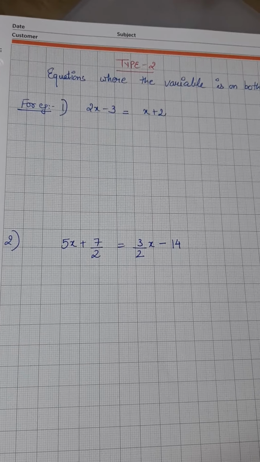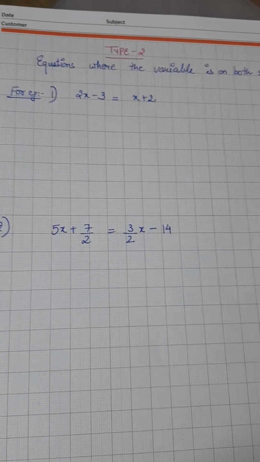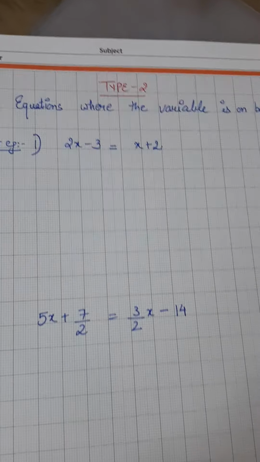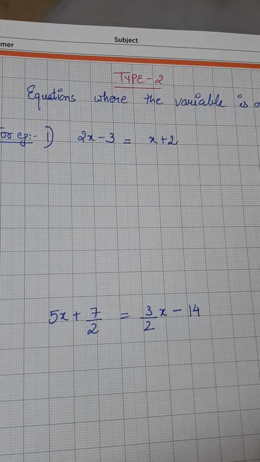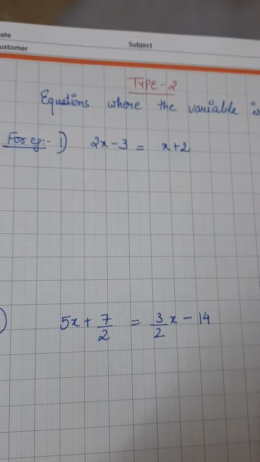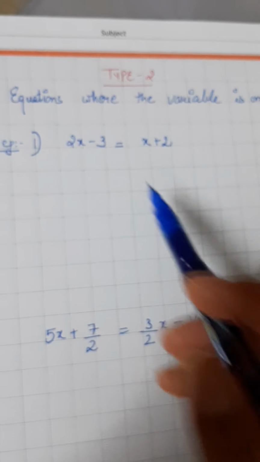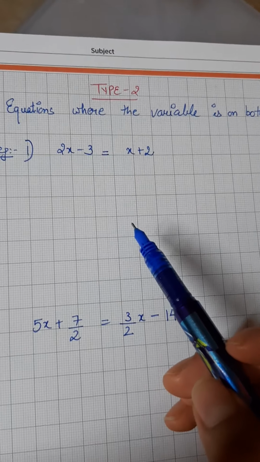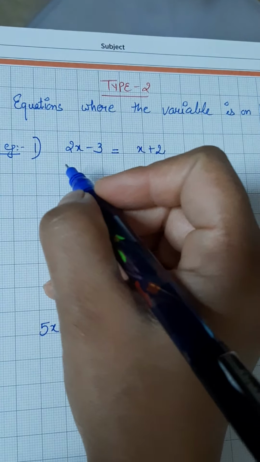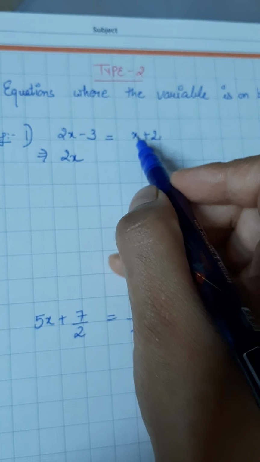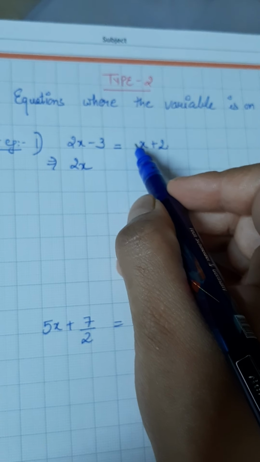How will we do that? We always prefer to keep the variable on the left hand side, and we are going to do that now also. So let's start solving this one. If you have 2x minus 3 is equal to x plus 2, we'll bring this x from here to this side and take this minus 3 from here to the other side. So how does it happen? It becomes 2x. Now this x is in plus, right? In front of x there is no sign, this means it's a plus.